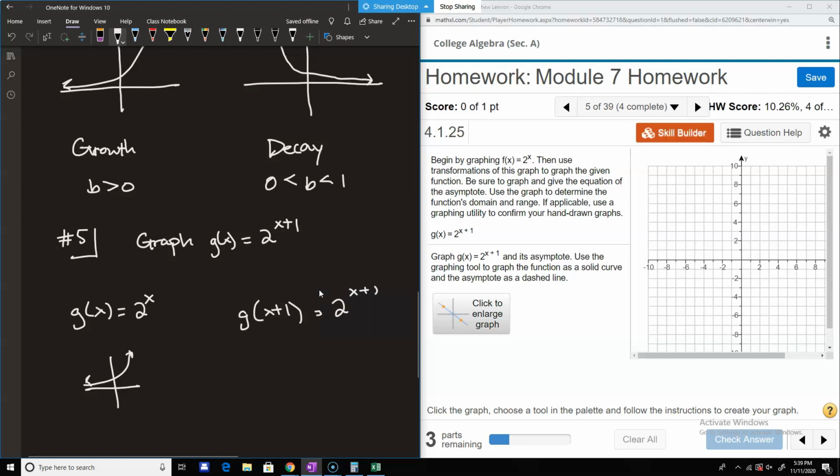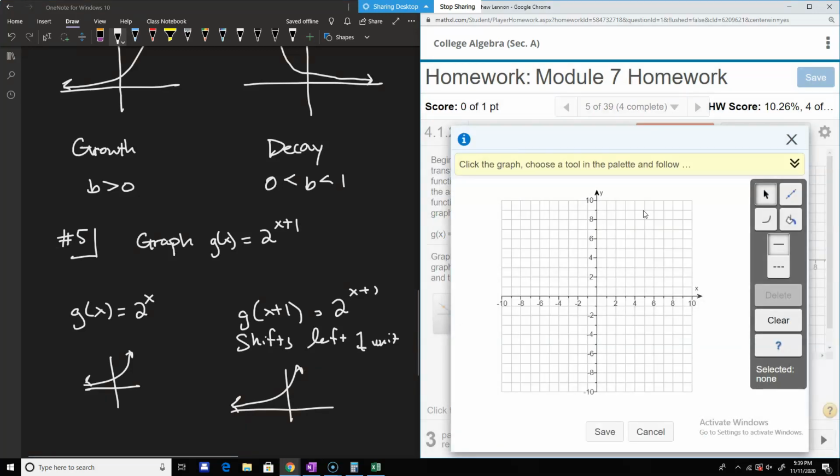What is that? That is a composition transformation. We're putting something inside the parentheses, so that plus 1 is actually going to move the graph which way? Left or right 1? Remember, g of x plus k units will actually move the graph left k units. So this shifts left 1 unit. It would look pretty similar, but it would hit a slightly higher point. So let's see how we do that on here.